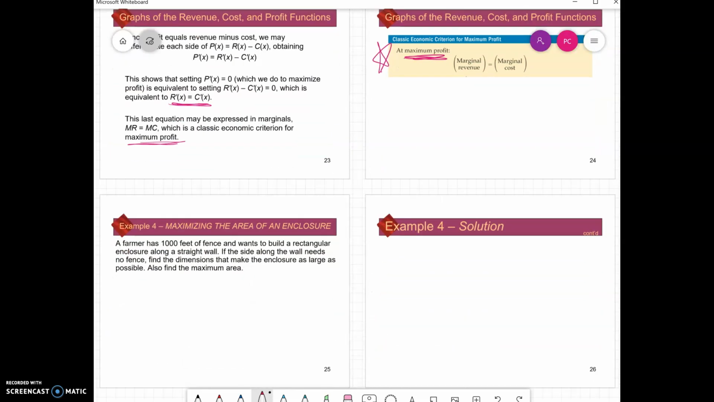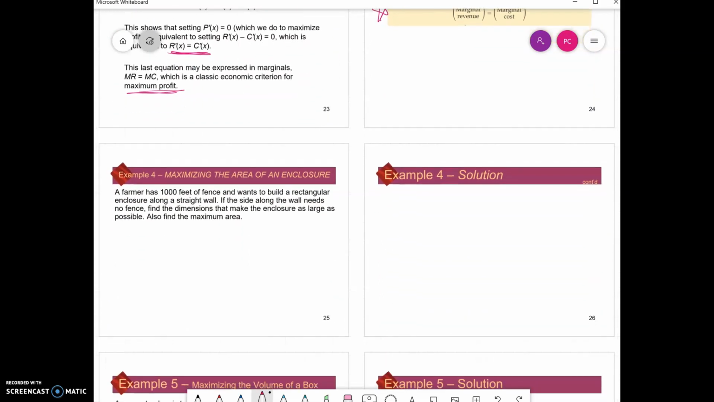All right, so let's try an example. If a farmer has 1,000 feet of fence and wants to build a rectangular enclosure along a straight wall, if the side along the wall needs no fence at all, we need to find the dimensions that make the enclosure as large as possible, and then go on to find the maximum area.